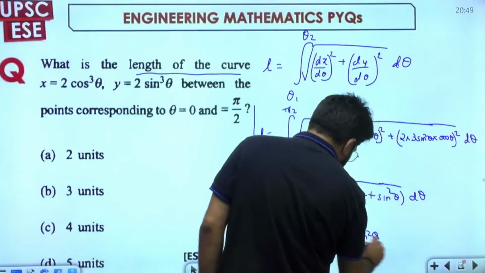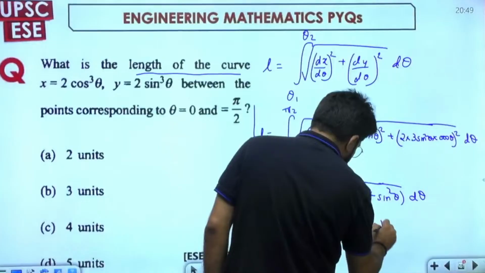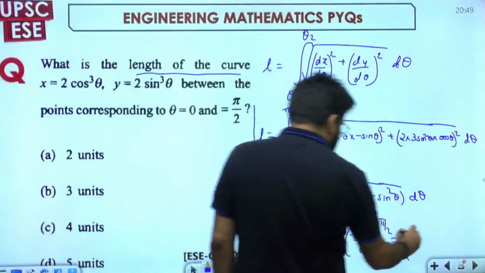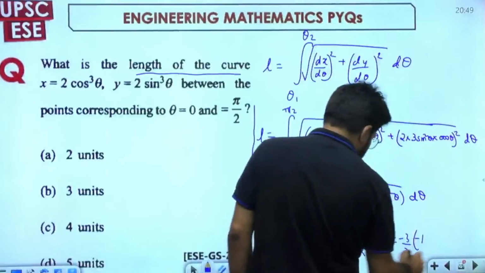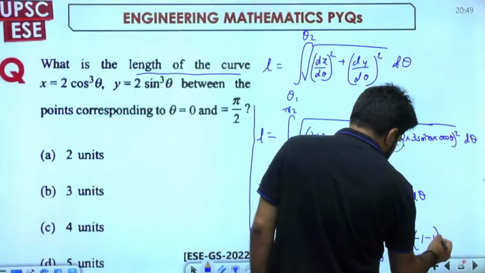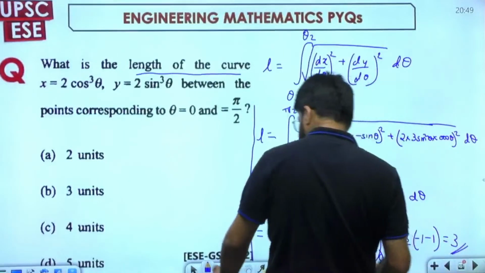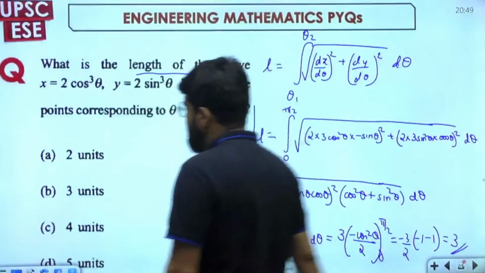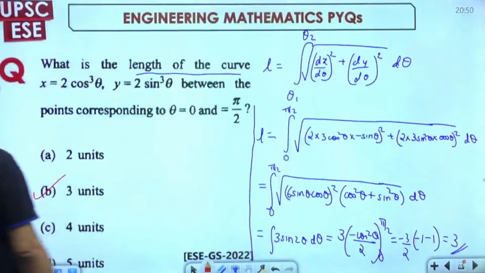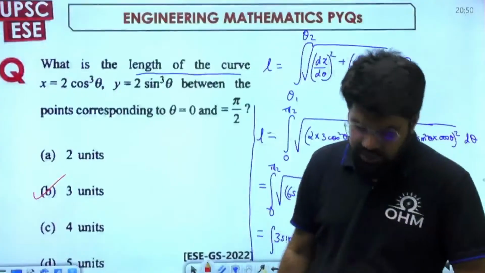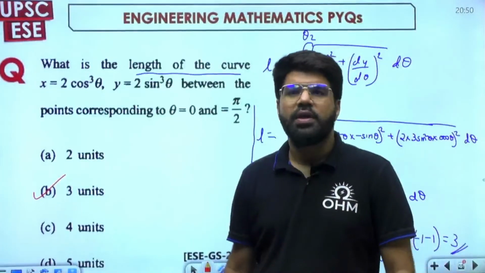The answer is 3 times the integral of sin 2 theta, which is minus cos 2 theta divided by 2, with limits 0 to pi by 2. So minus 3 by 2 outside, upper limit cos pi, minus lower limit cos 0, 1. So this is minus 2, the minus and 2 cancel. The answer has to be 3. Option number B. The correct answer will be option number B. And that is 3.